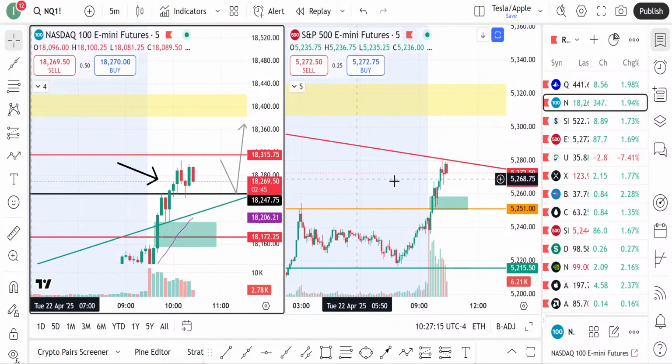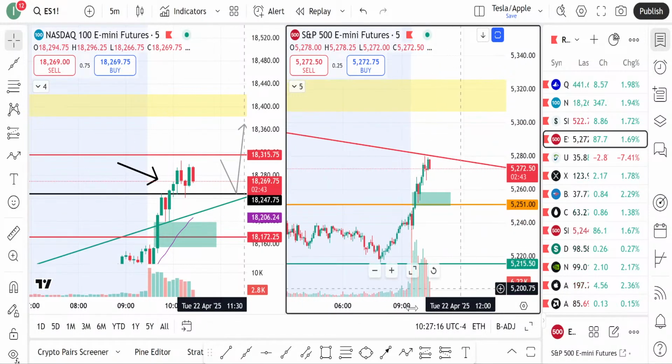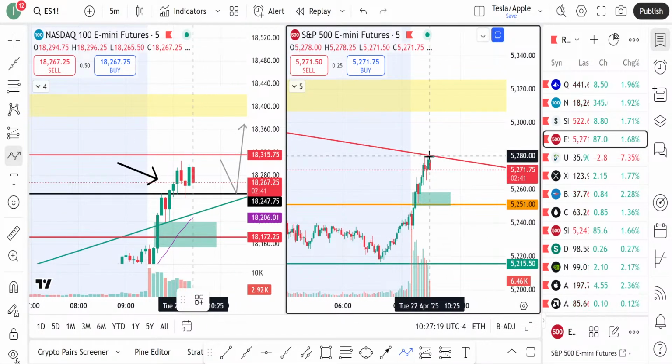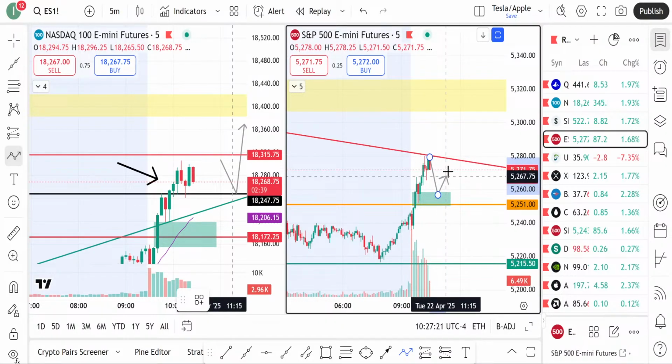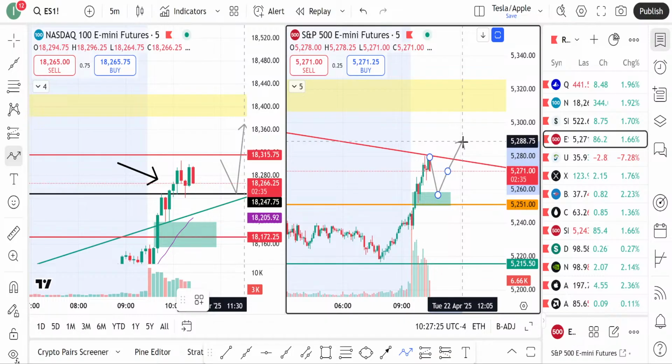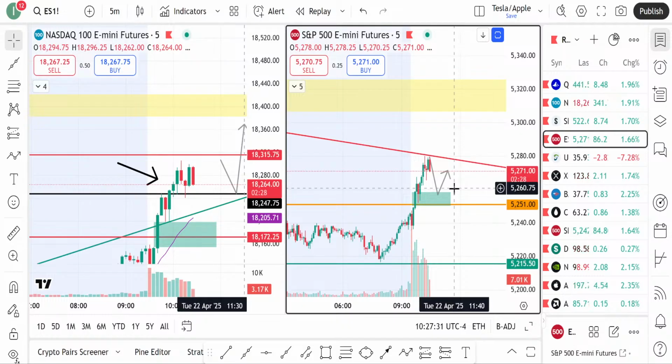Yep, it's not looking good here for the buyers. This looks like it wants to pull back. Might pull back, push back up, either go lower or continue higher. Something like that. What do you guys think?